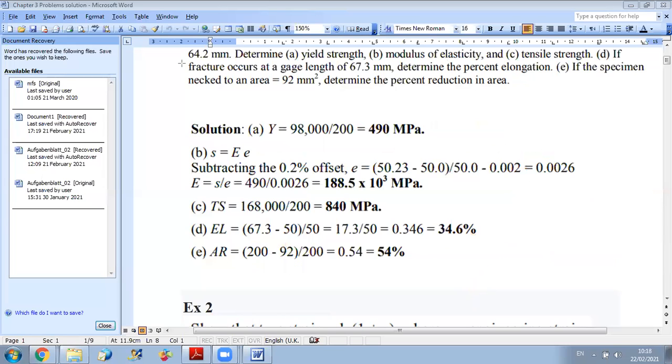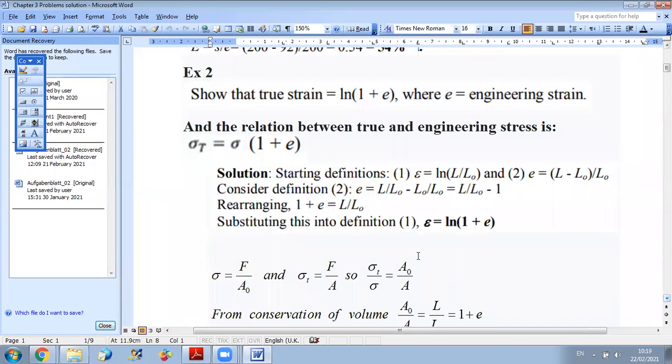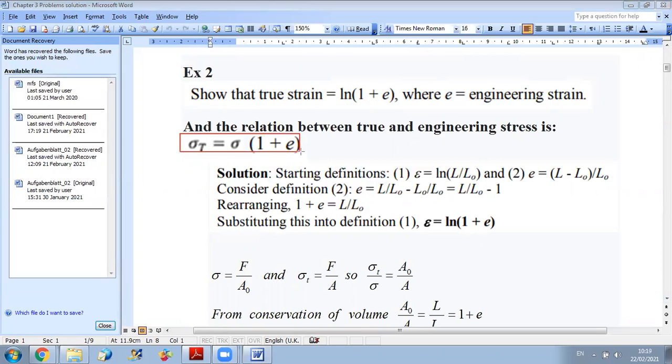Okay, thank you. Any other question? So let us continue. Last time we have done the first step of this problem. We showed that the true strain is related to the engineering strain by the following formula. Now the second relation we will derive together is that sigma true is equal to sigma engineering times 1 plus epsilon.